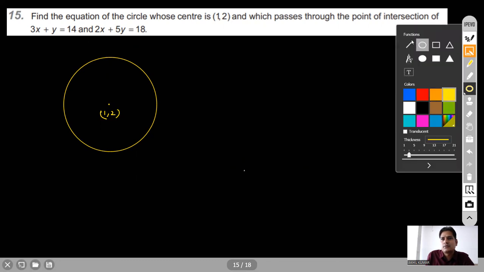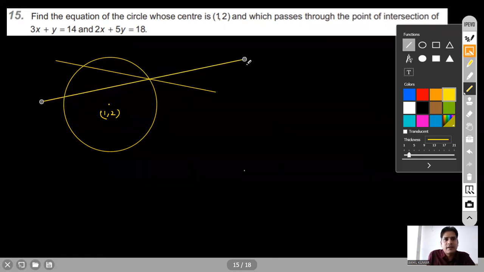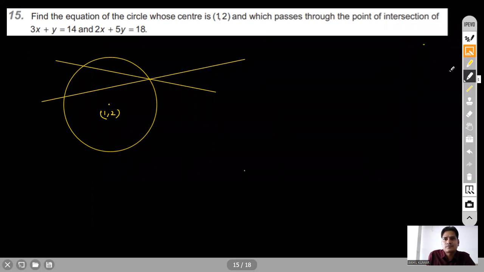So we know, let me say this is one line and this is another line, and this is the point of intersection. 3x plus y minus 14 is equal to 0, and this is 2x plus 5y minus 18 is equal to 0. Let me say the point of intersection is P. We can solve it and find the value of P. Once we know the coordinates of P, we can find the radius of the circle and we can write the equation of the circle.